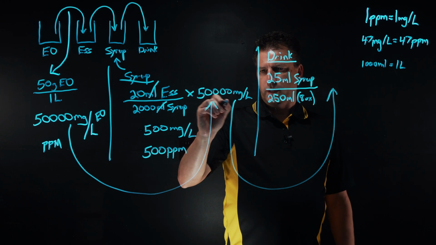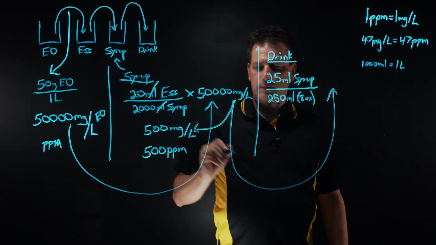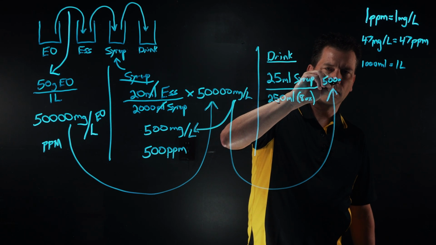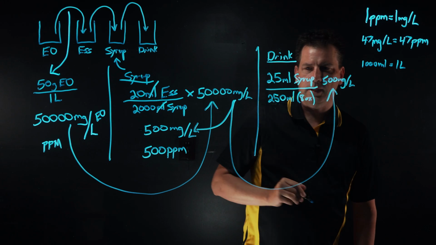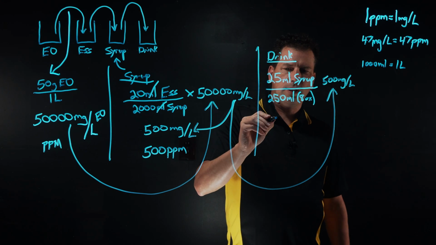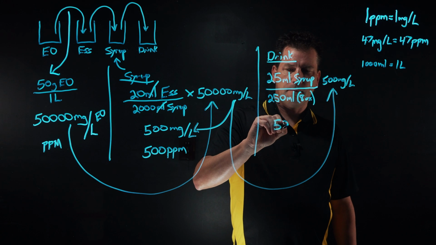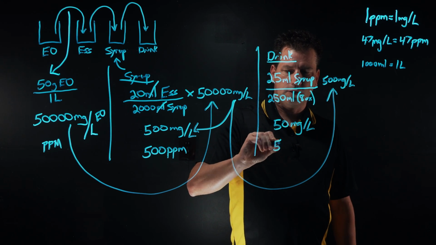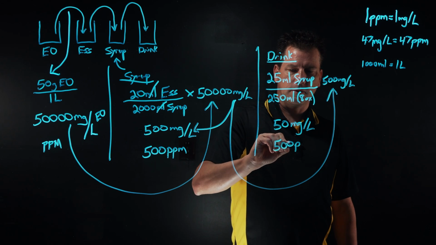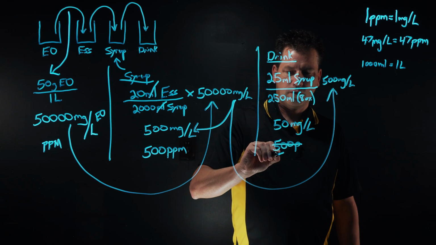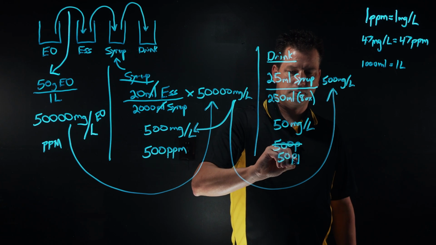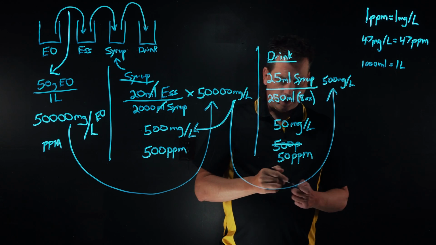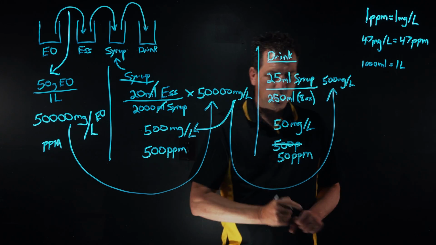This number here. And we're going to take 500 milligrams per liter. Now when we do the math, you're going to end up with 50 milligrams per liter, or 50 ppm. So that's how you can tell that's the number we're looking for. So it's within the range.